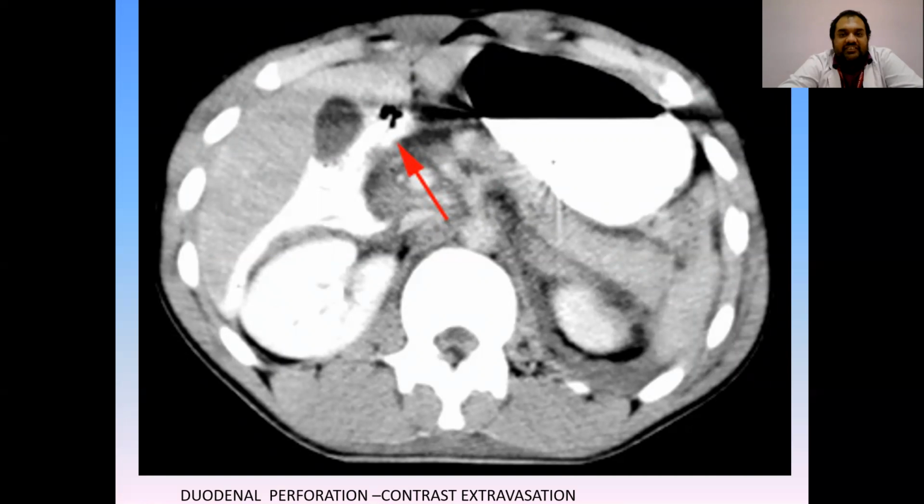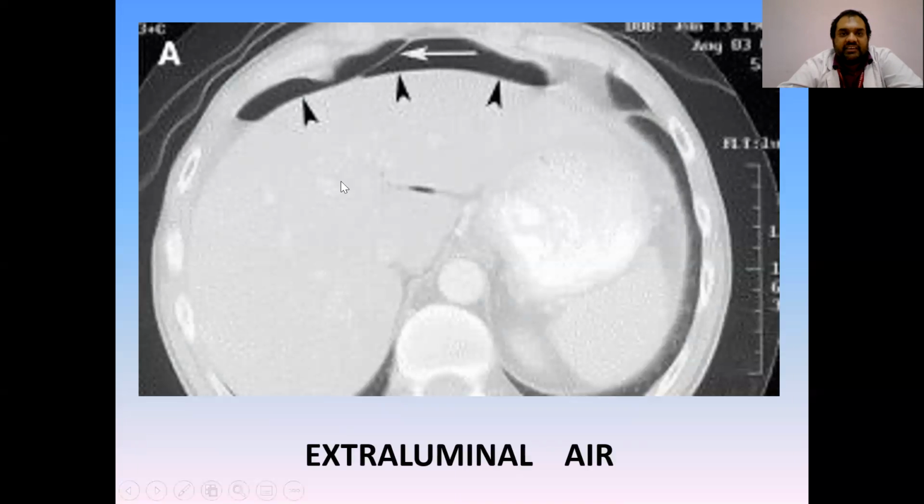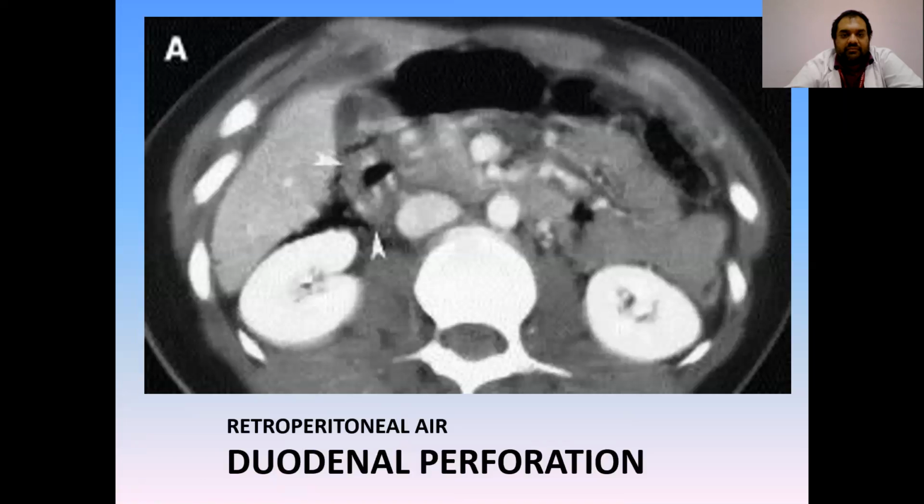Anyway, this is the axial section of the CT showing the duodenal perforation, as evidenced by the extravasation of the contrast given by the red arrow. And we can see the rim of the air collection around the liver, showing the extraluminal air. And this is the CT showing the retroperitoneal air. And the diagnosis is duodenal perforation.